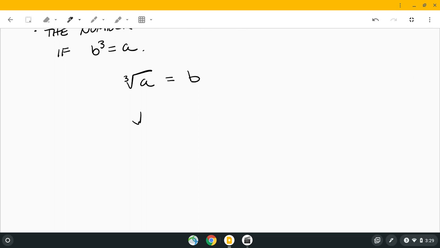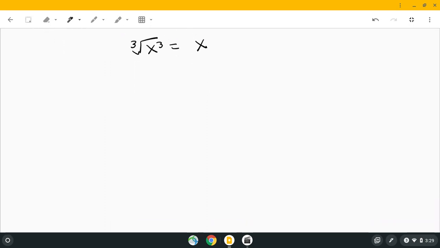And here, when it comes to variables, unlike the square root where you have to use the absolute value symbols, with cube roots or odd roots in general, you don't have to worry about that. Okay? It's just going to be whatever that x is. All right, so let's go ahead and evaluate these.